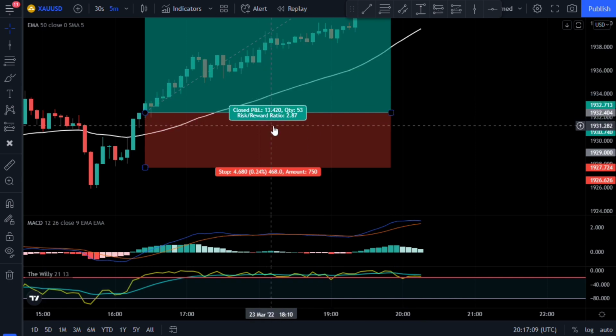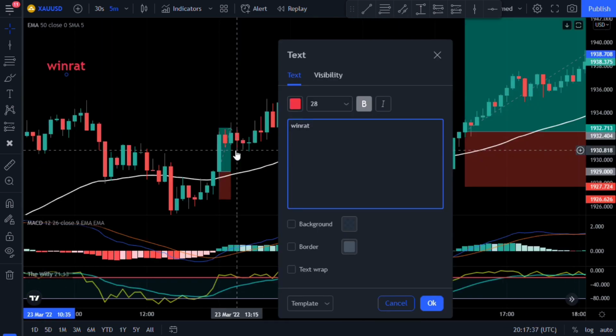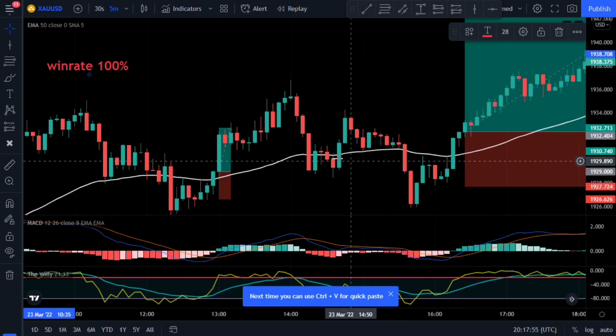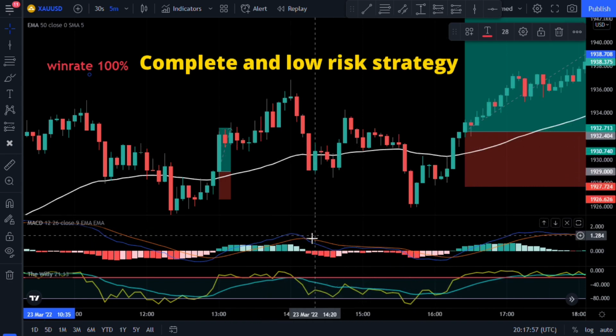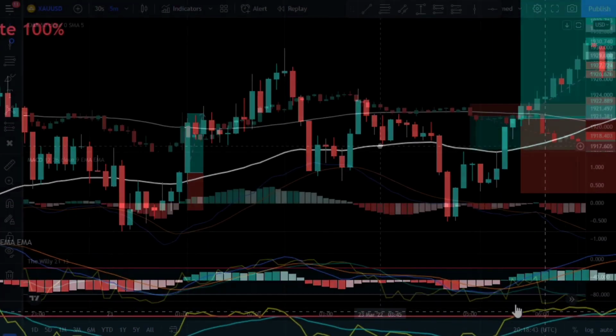You can see for yourself how high the win rate of this strategy is. You saw for yourself that I increased the win rate of the strategy to 100% by eliminating false signals. It can be said that it is a low risk strategy. This strategy works on any market, whether crypto market or Forex and stock market.